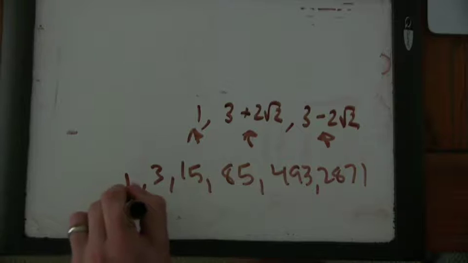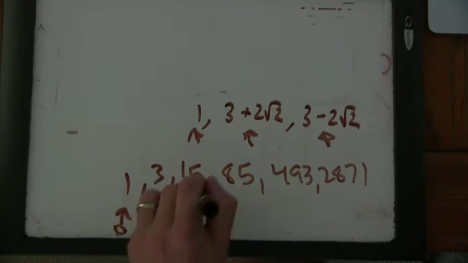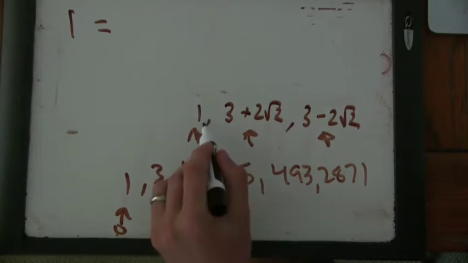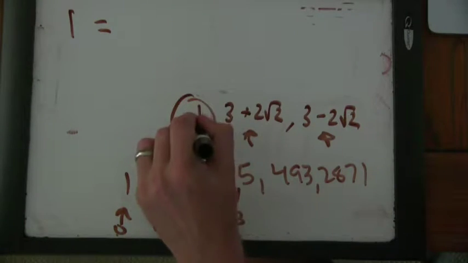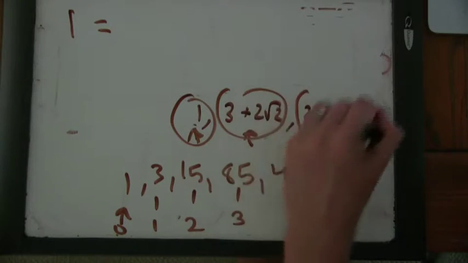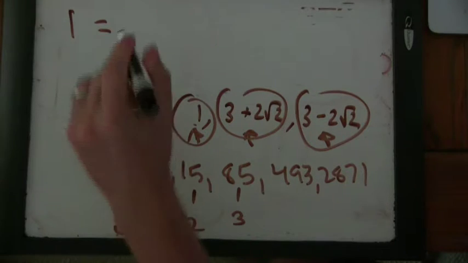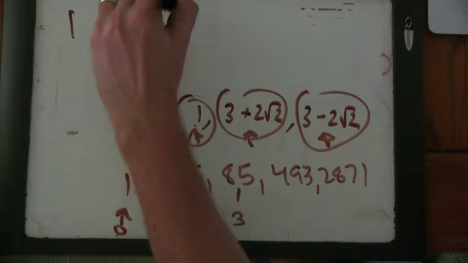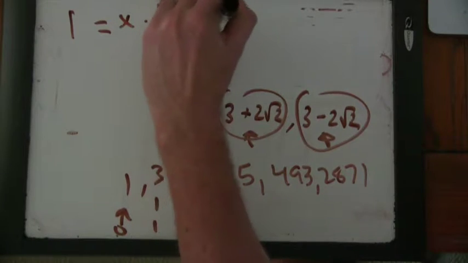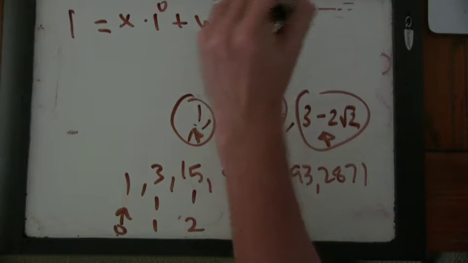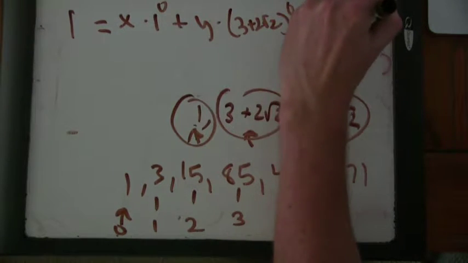So we can call this the 0 term, the 1 term, the 2 term, the 3 term. So we should have 1 equals maybe some power, this to the 0 power, plus this to the 0 power, plus this to the 0 power. Some combination of those. So I will call those x times 1 to the 0 plus y times this to the 0 plus z times 3 minus 2 root 2 to the 0.